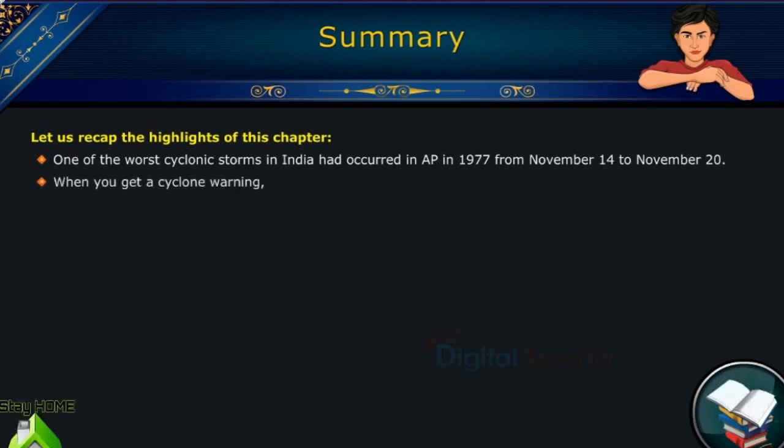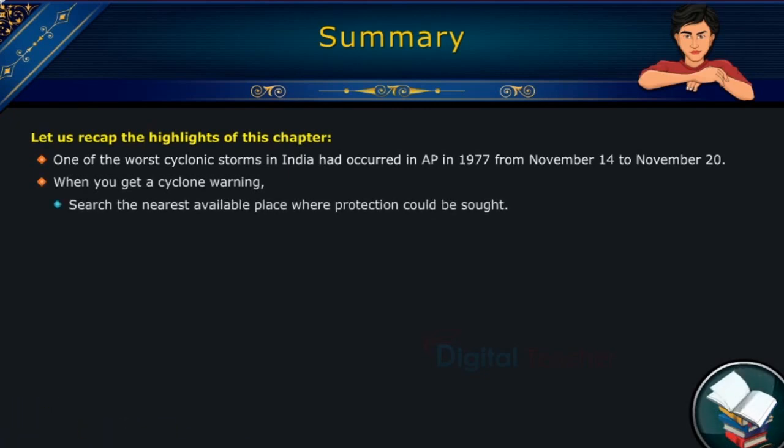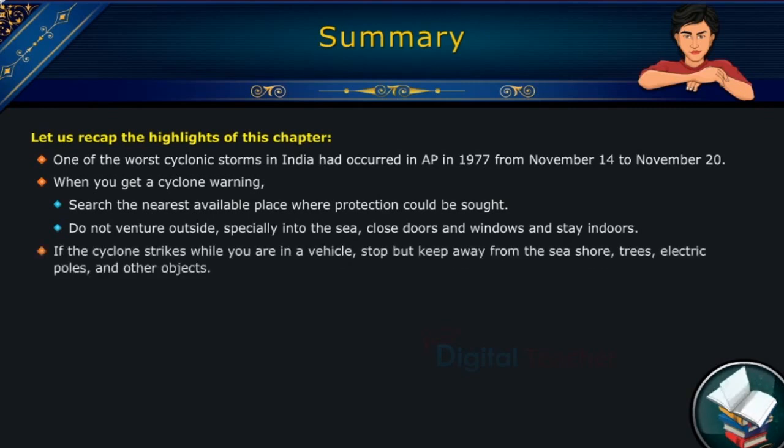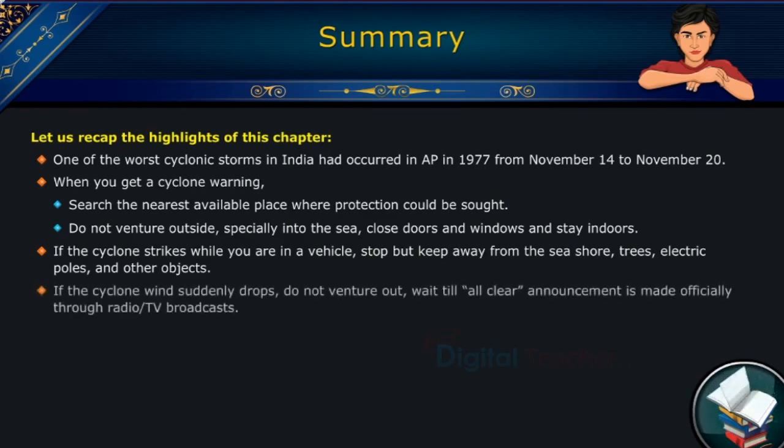When you get a cyclone warning, search the nearest available place where protection could be sought. Do not venture outside, especially into the sea. Close doors and windows and stay indoors. If the cyclone strikes while you are in a vehicle, stop, but keep away from the seashores, trees, electric poles and other objects. If the cyclone wind suddenly drops, do not venture out. Wait till all clear announcement is made officially through radio or TV broadcasts.